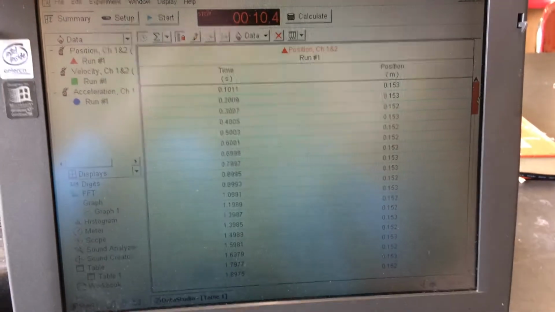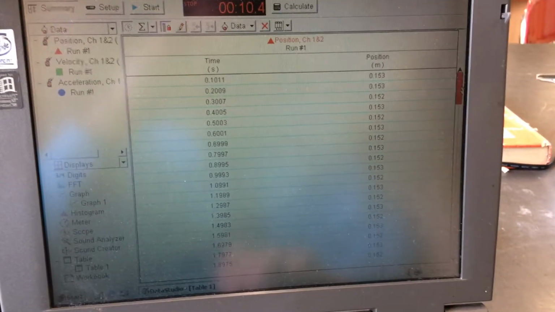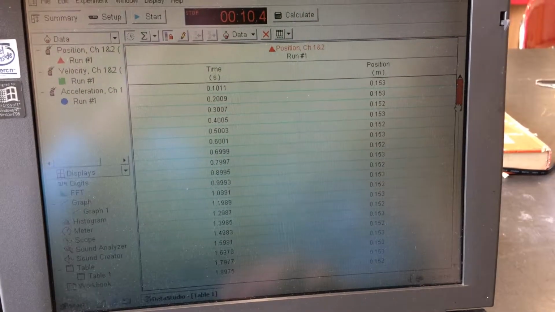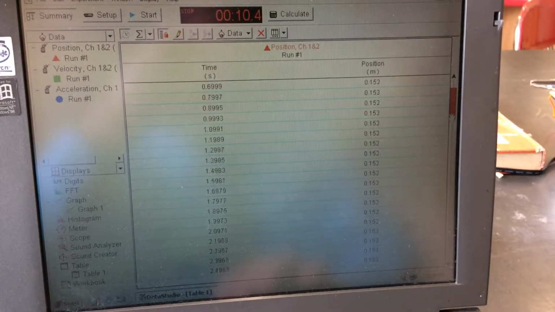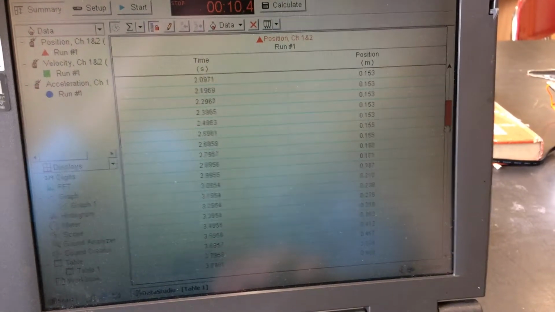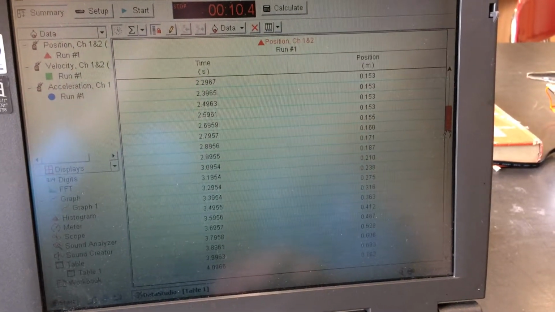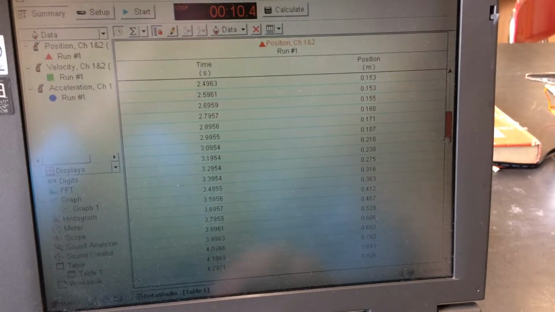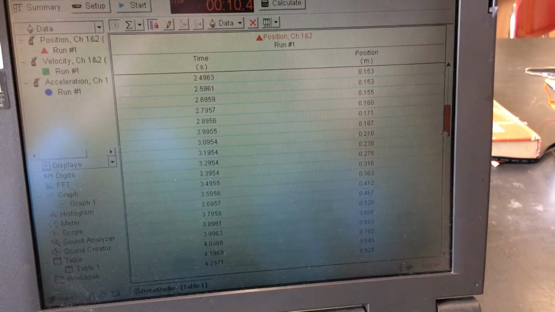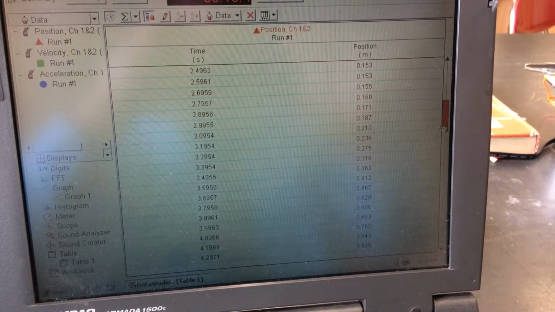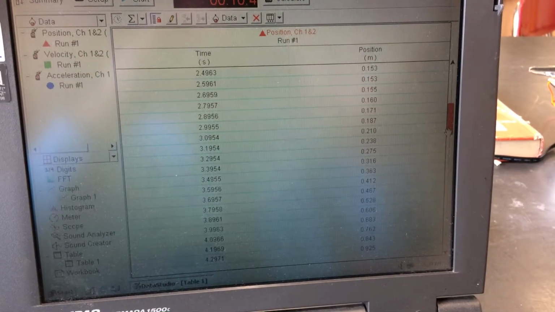So when I first look at the data, I basically see a constant 0.153, 0.152. That has to do with when it's just sitting still towards the beginning. So we'll look at 0.153 as being our original position. And we're most interested in the times directly after this, when the cart is actually accelerating. So these are the data points I want to use.